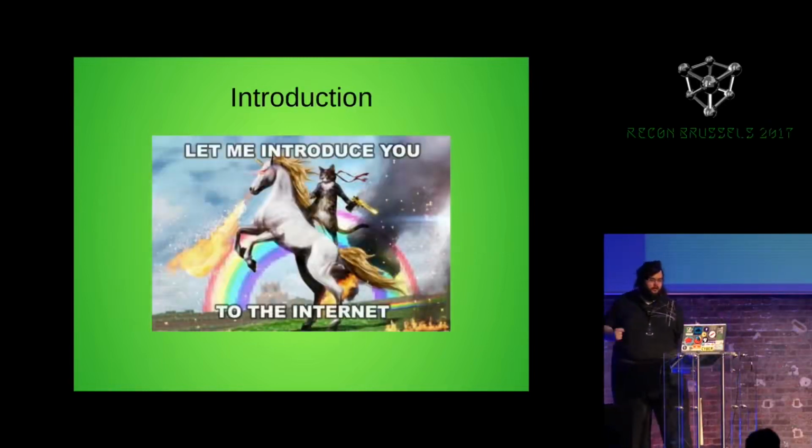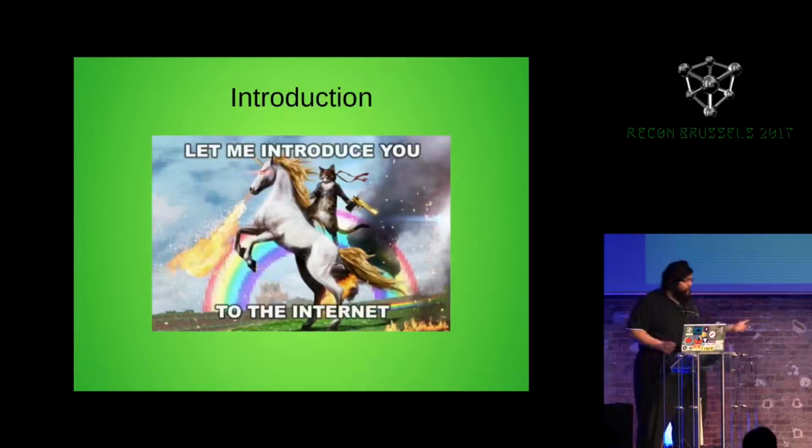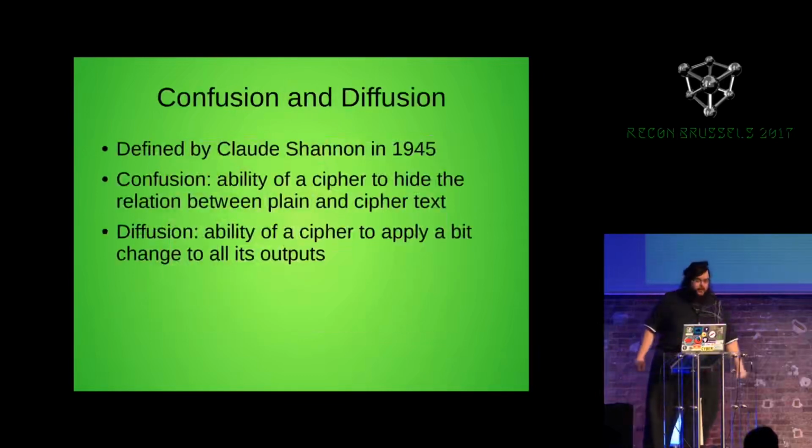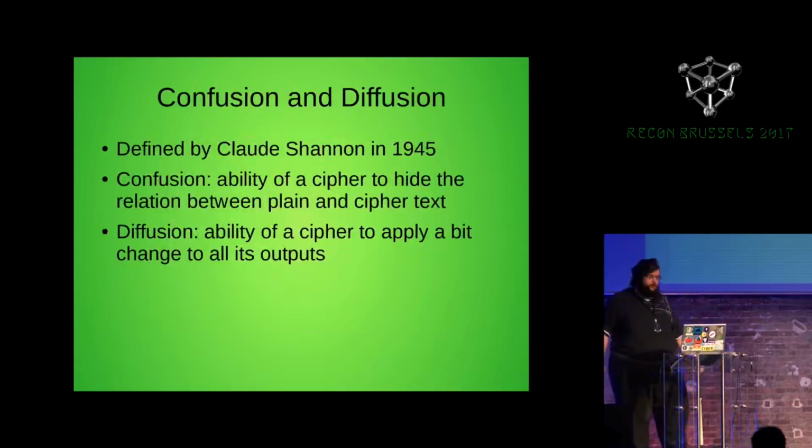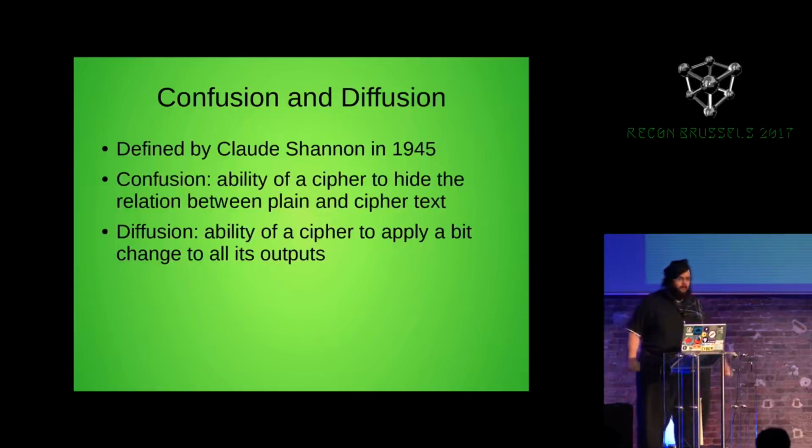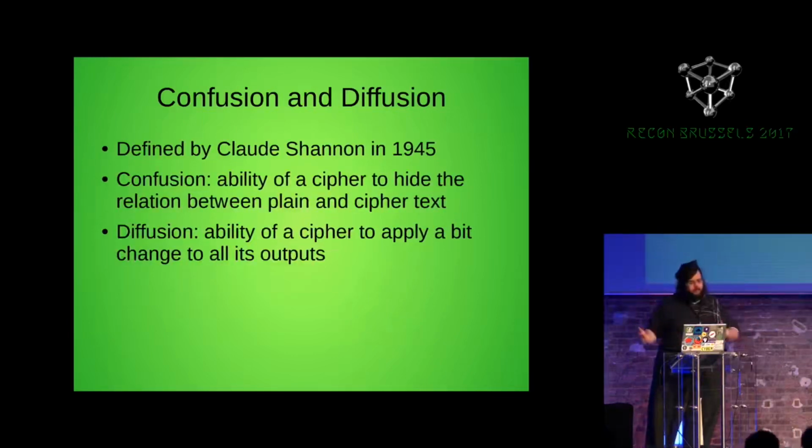Now we are going to introduce you to cryptanalysis. So let's explain what confusion and diffusion are. Both concepts were introduced by Claude Shannon in 1945. And you might not realize it, but they are basically the base below almost all cryptographic algorithms that are used nowadays. For example, AES is designed to have both good confusion and good diffusion.